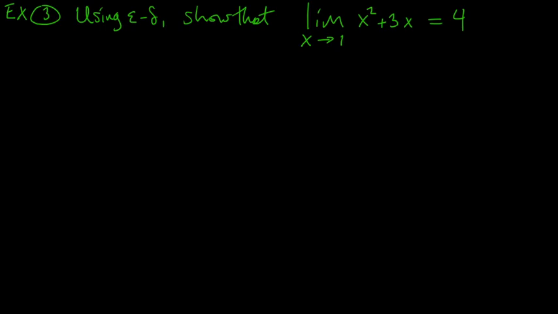Okay, so this will be our last example. And this is definitely going to be a more difficult one. The argument we're going to have to use here is a bit more subtle, right? So using the epsilon delta definition, we want to show that the limit as x approaches 1 of the function x squared plus 3x is equal to 4.